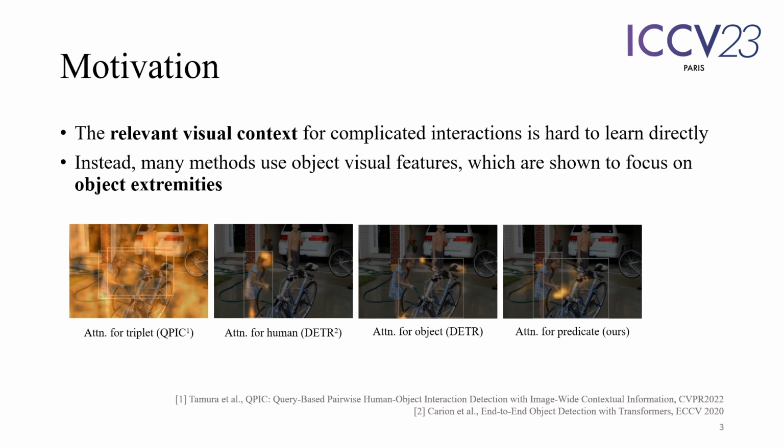Instead, many methods use object visual features extracted from object detectors to construct the representation for human-object pairs. As shown in the two figures in the middle, these object features are often extracted from object extremities, and therefore might lack the visual information to recognize the predicate. In this work, we propose a method that focuses on the predicate visual context to tackle this issue.